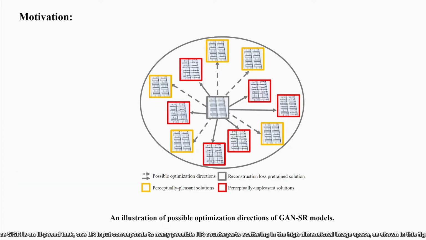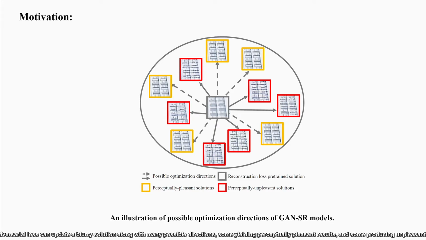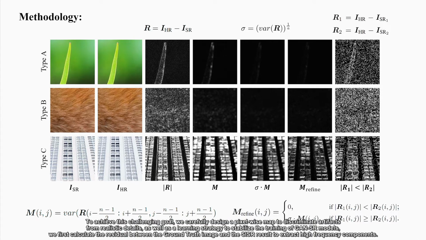Since SISR is an ill-posed task, one LR input corresponds to many possible HR counterparts scattering in the high-dimensional image space. As shown in this figure, the adversarial loss can update a blurry solution along many possible directions, some yielding perceptually pleasant results and some producing unpleasant ones. This leads to an unstable optimization process that may generate artifacts along with details. According to the above investigations, we should inhibit the generation of artifacts in Type C patches while preserving the realistic details in Type A and B patches. To achieve this challenging goal, we carefully design a pixel-wise map to discriminate artifacts from realistic details, as well as a learning strategy to stabilize the training of GAN-SR models.